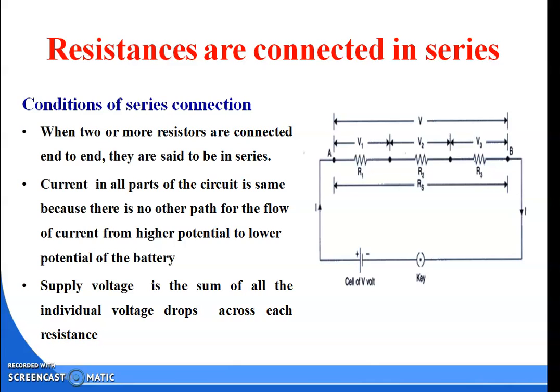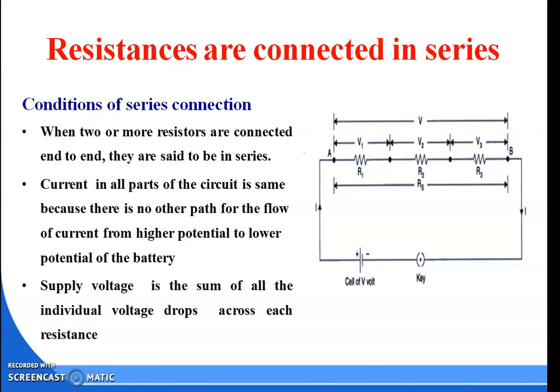What do you mean by series connection? In series connection the components are connected one after another. That means when two or more resistors are connected in an end-to-end system, then they are said to be in series. The diagram given on the right-hand side, let's observe. Here R1, R2, R3 are connected in series, that means end-to-end connection is there.